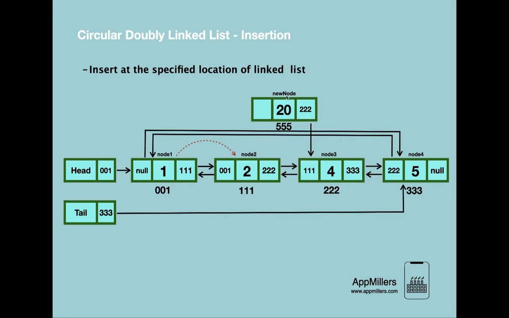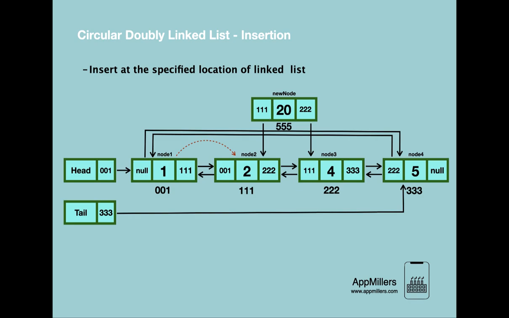Now the next step is we need to update the previous reference of the new node. The previous reference of the new node has to point to the physical location of node 2. We know that node 2's physical location is 111, so by updating the previous reference of the new node to 111, we create a reverse link between the new node and node 2.